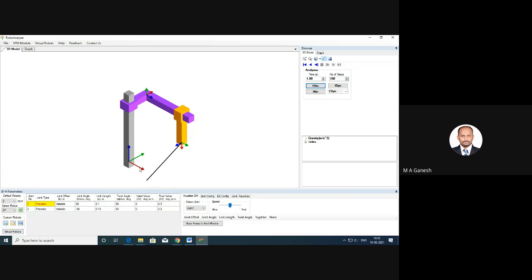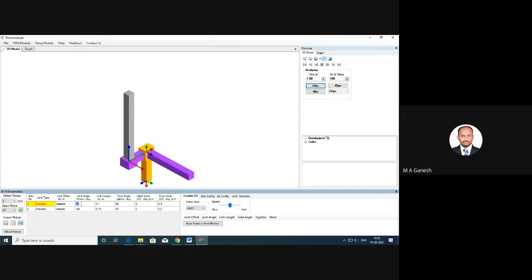Okay, so first thing I am changing this joint angle. Why? Because in case of a prismatic joint, this joint offset is variable. In a revolute joint, this joint angle was varying. Sorry, in case of a prismatic joint, you should note that joint offset is varying. So joint angle we can fix at a particular degree of angle.